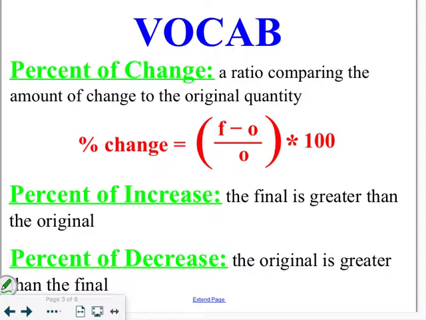The 2 different types we have are percent of increase and percent of decrease. Percent of increase happens when your final answer is bigger than your original answer. This is going to give you a positive percent. And the percent of decrease is when the original is the bigger number. So this is going to give you a negative percent or a negative final answer.